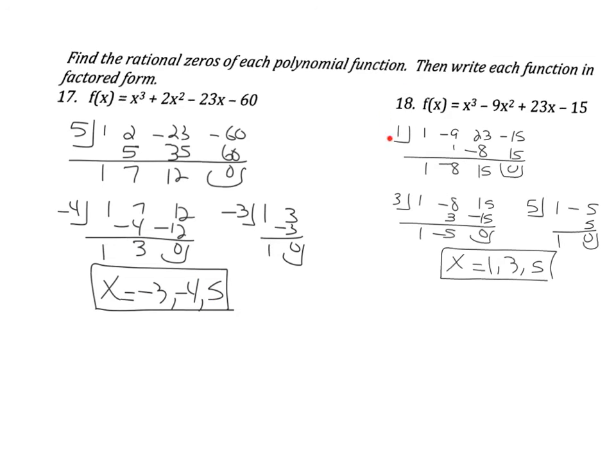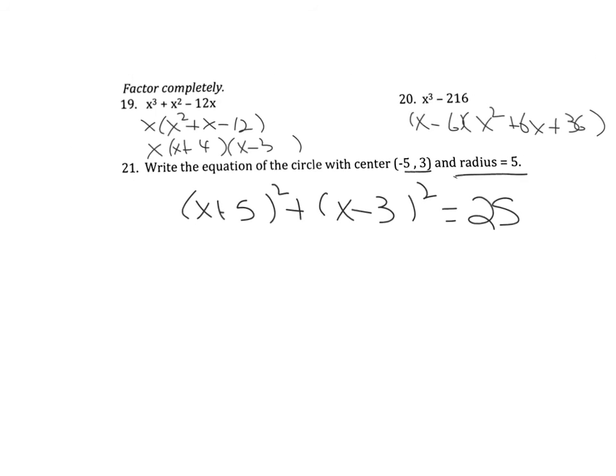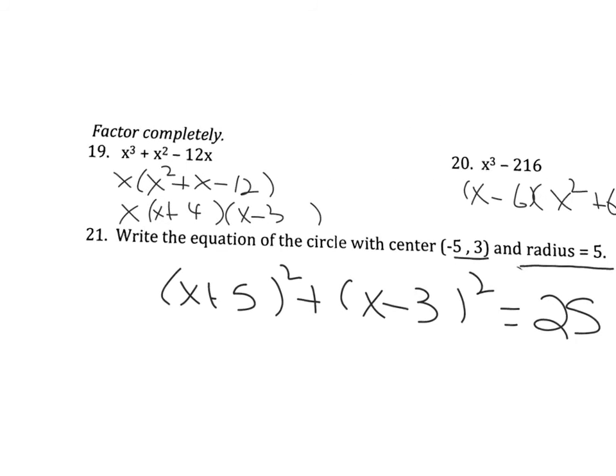On 18, it looked like a 1 and a 3 and a 5 worked, so I plugged the 1 in, I got 0. The 3 in, I got 0. The 5 in, I got 0. All 3 answers. 19 says factor completely.